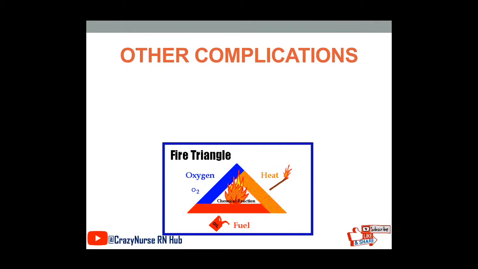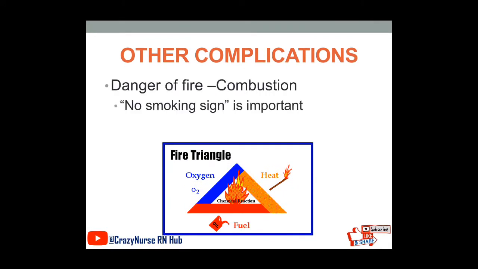We also have other complications. First is the danger of fire, combustion. Remember that oxygen is one of the elements in order for a fire to develop. So it is very important to make a sign, no smoking, at the door of our patient's room, okay, if our patient is using oxygen therapy. So it's very important to put this sign at the door of our patient's room.